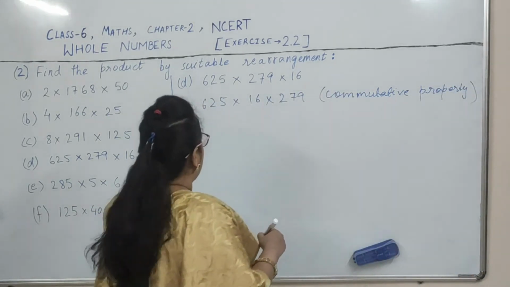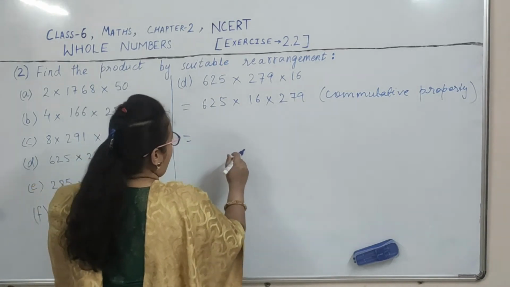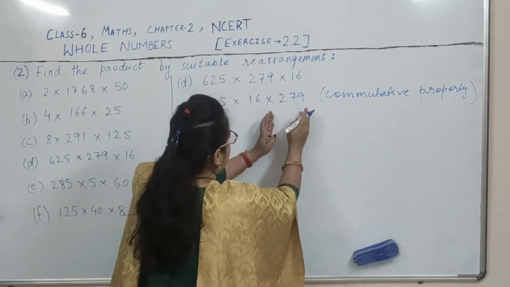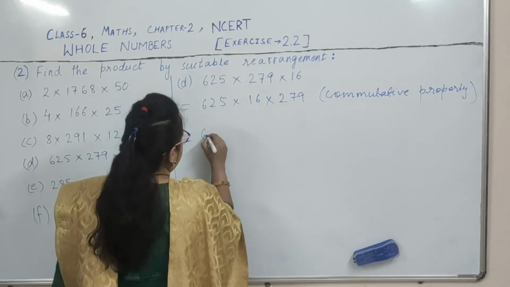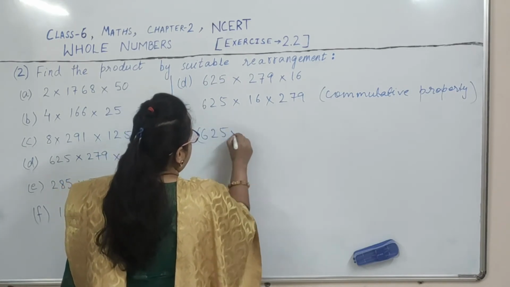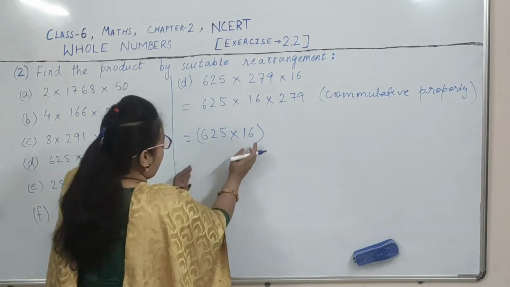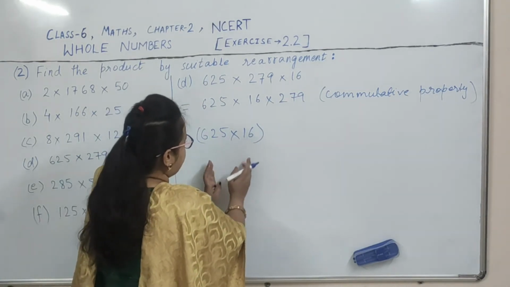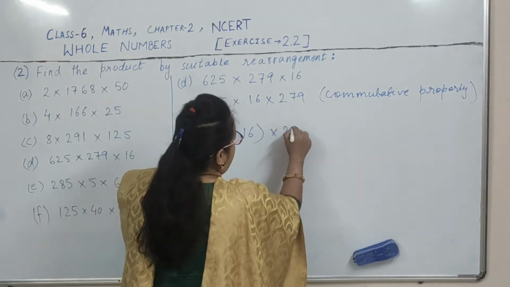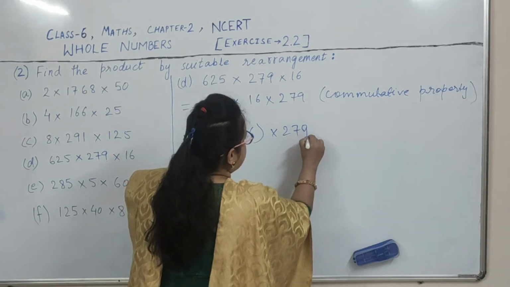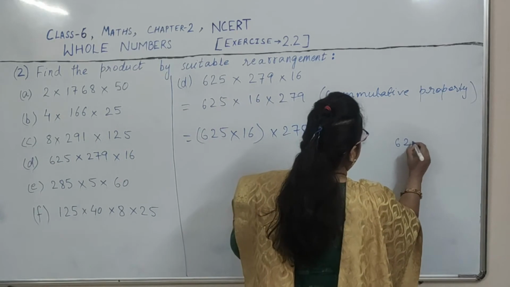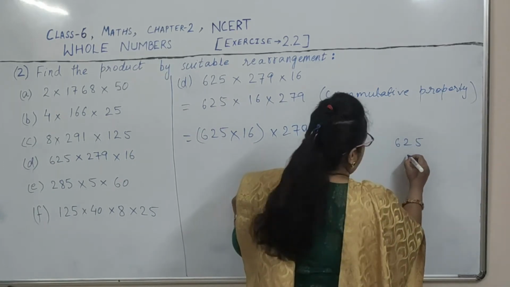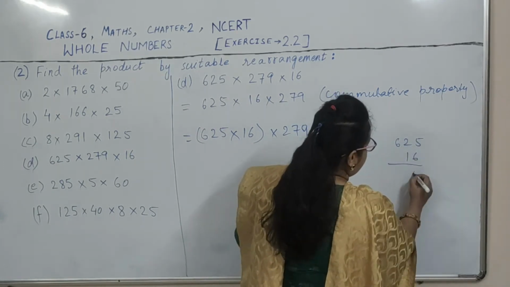Now what will we do? We will associate these two numbers and this will remain as it is. Associate means to combine. We will take these two numbers first and multiply them, and this will remain as it is. So if we multiply these two numbers, what do we get? Let us multiply and check. 6 5s are 30.